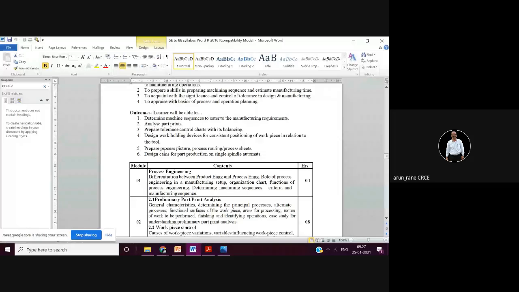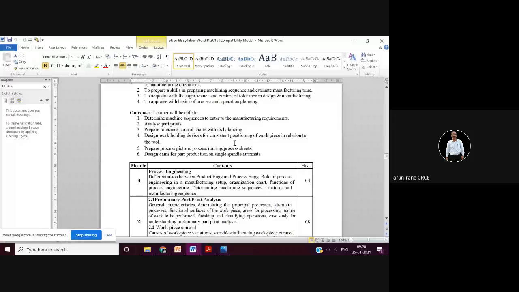So this is what is called analysis part pin, and we have one module that is preliminary part pin analysis, which we call the PPAP. Then the outcomes will be that you will be able to prepare the tolerance charts and do the balancing. Balancing means tolerances should not be too tight; at the same time, they should not be too loose either.